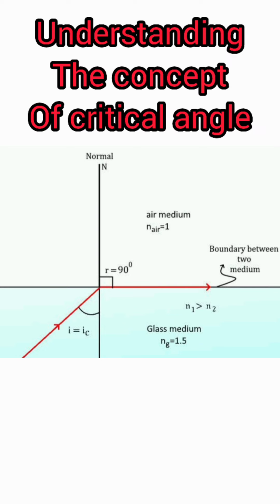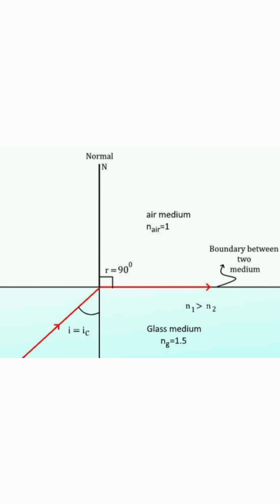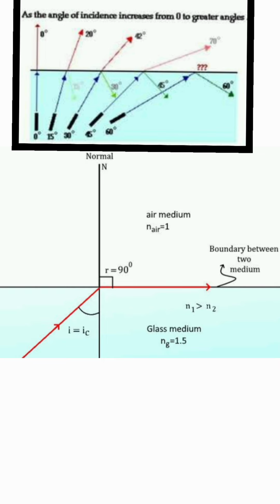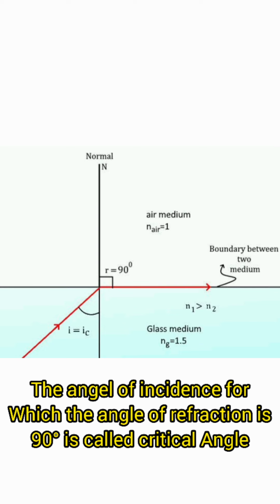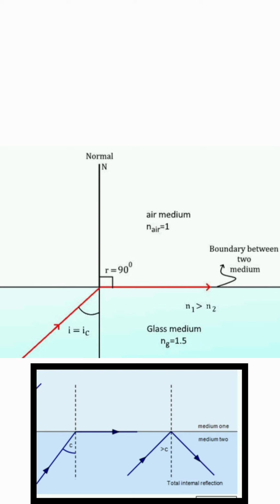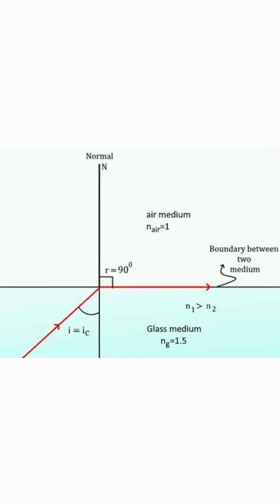Let's have a quick look at 2 more important aspects, called critical angle and total internal reflection, to be clearly understood as far as ray optics is concerned. Critical angle. We know that bending of light rays when they travel from one medium to another medium is called refraction. Here, different light rays are travelling from a denser medium with different angles. When a light ray is passing from a denser medium to a rarer medium, the angle of incidence in the denser medium for which the angle of refraction becomes 90 degrees in the rarer medium is called the critical angle. If the angle of incidence is greater than the critical angle, then the light ray gets reflected into the same medium instead of refraction, called total internal reflection.